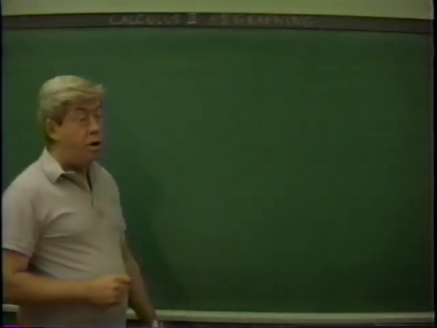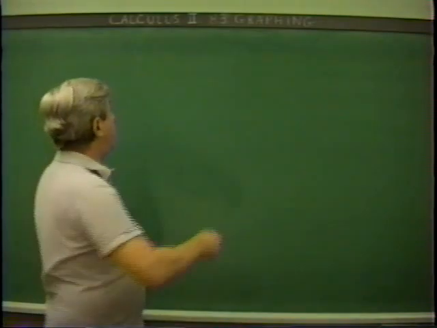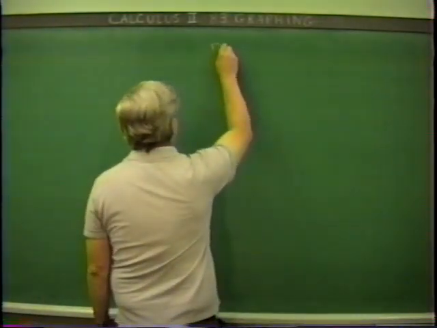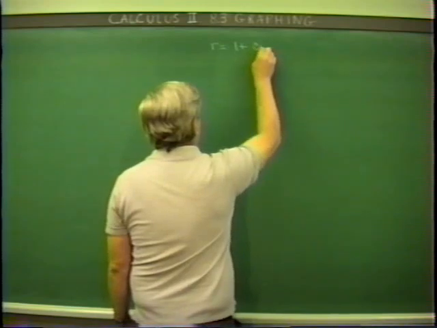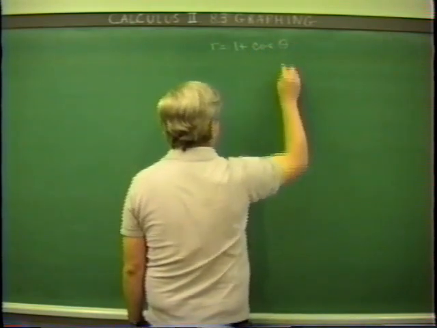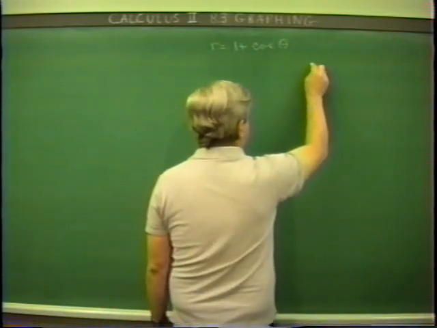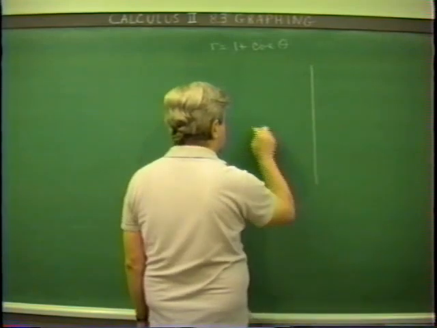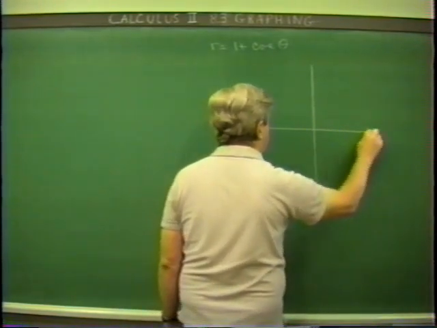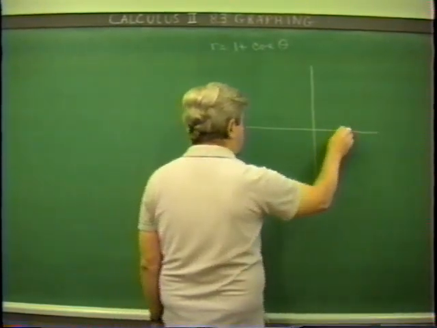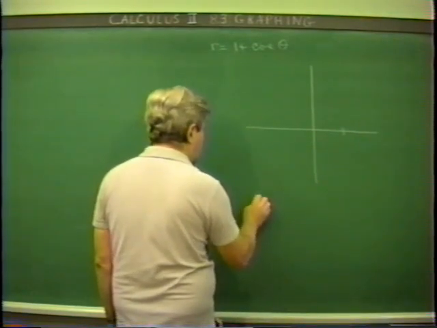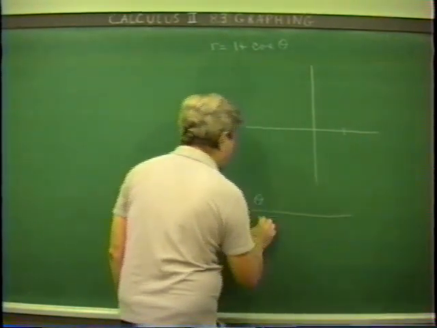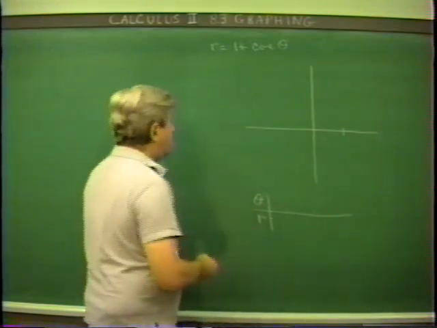Quite a few graphs in polar coordinates to get an idea as to how to do them. Let's take a look at, for example, r equals 1 plus cosine theta. All right. Well, this perhaps is 1. Now we've got theta, various values of r.